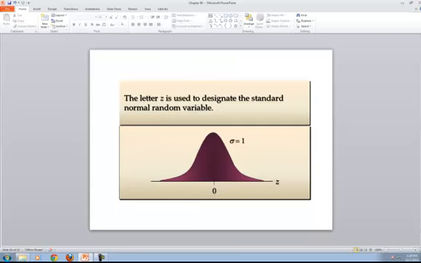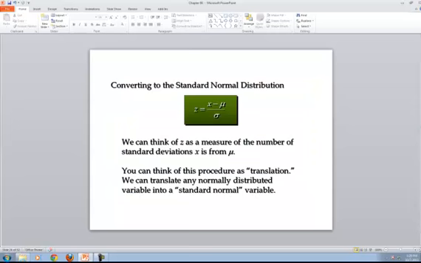This is what we use to designate the standard normal random variable. We say Z. As you will see from the picture, the mean is 0, the standard deviation is 1. How do we convert? We use this formula.